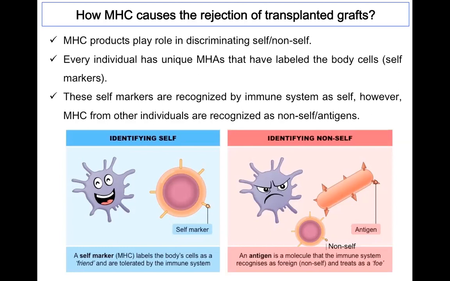Another important point for the MHCs is we can give a common example here. What is meant by unique MHCs? We can take the example of fingerprinting. As every individual has their own unique fingerprint, similarly every individual has a unique MHC. So on the basis of this, if they have a particular MHC, then they accept only those tissues and other tissues are rejected. That's a very important point to remember. These self markers are recognized by the immune system as self. However, the MHC from other individuals are recognized as non-self or act as antigens.